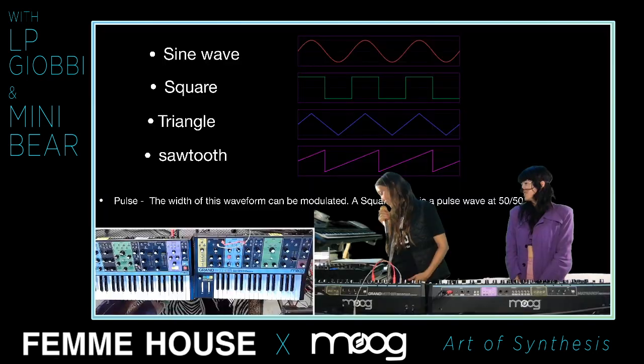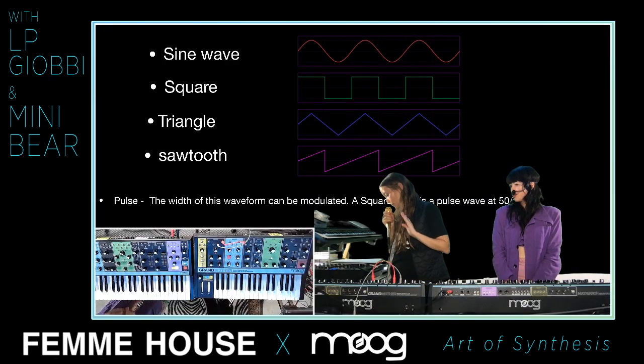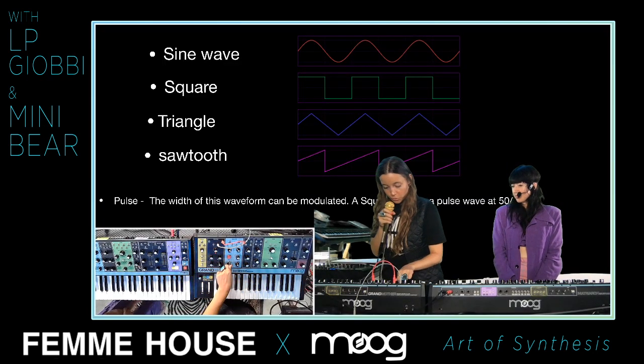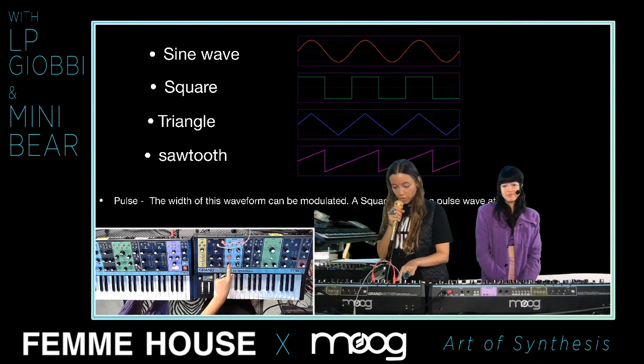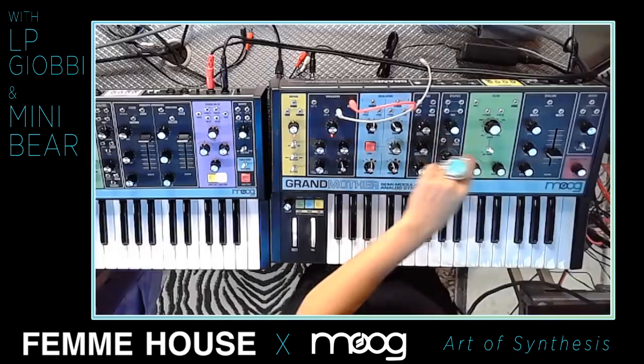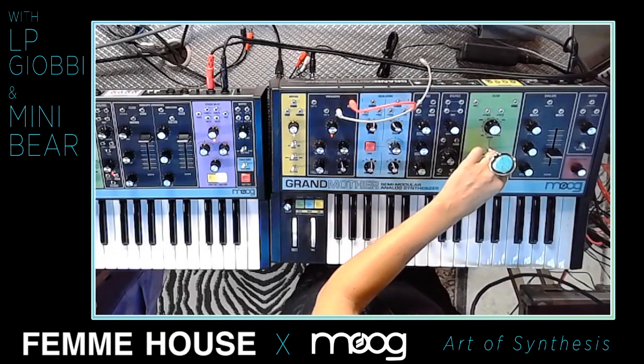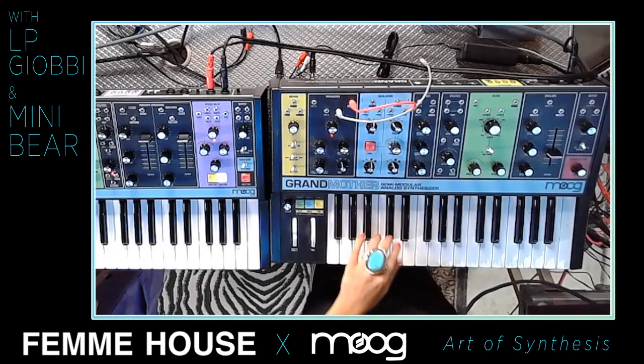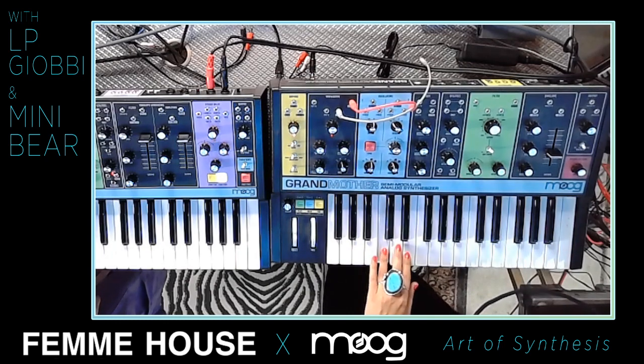Okay, so now let's go to square. So I'm on square here. This is the octave that the square is hitting at. I have just oscillator 1 up. I'm going to turn my filter back down, my resonance back down. And this is the square.